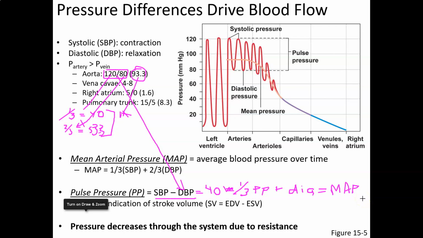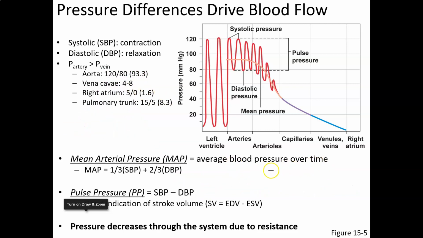So this one's pretty easy. It's much easier to calculate. 1/3 of 40, so 1/3 of 39 would be 13, plus a third, so this would be 13.3. That would give me 1/3 pulse pressure. Diastolic, I don't have to do any math. It's already there. I know it's 80.